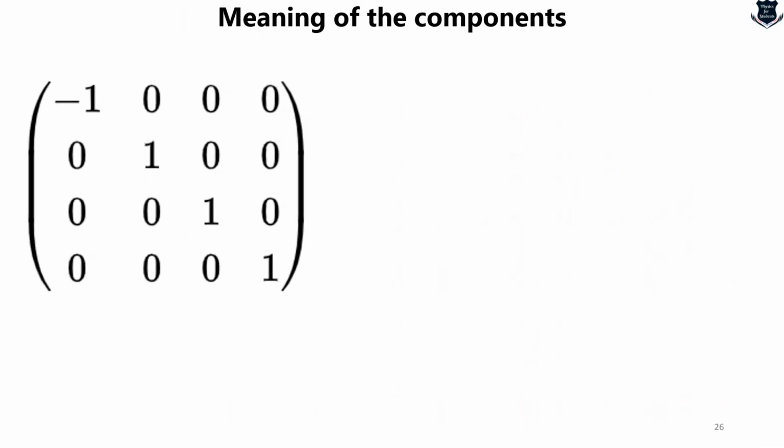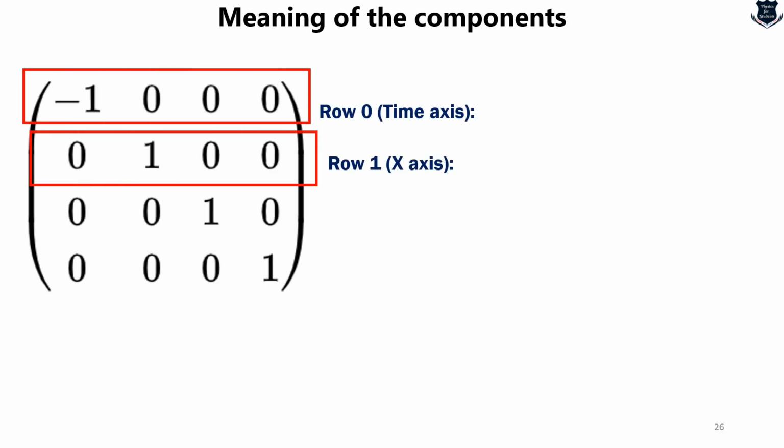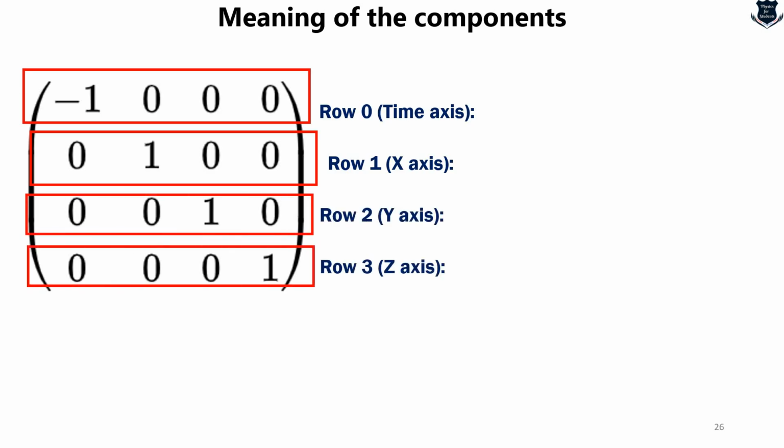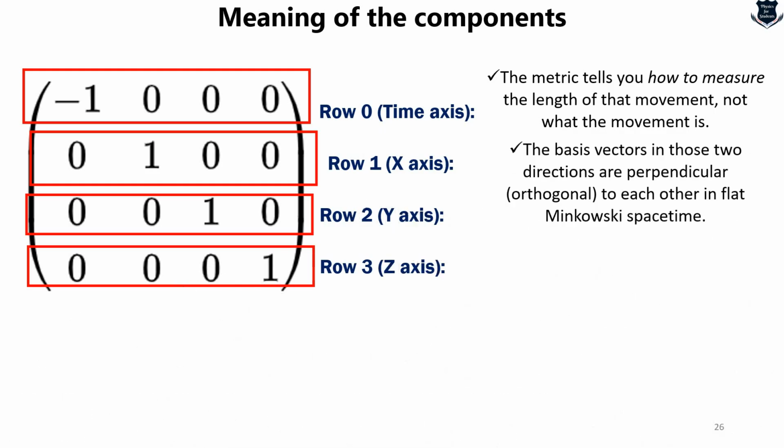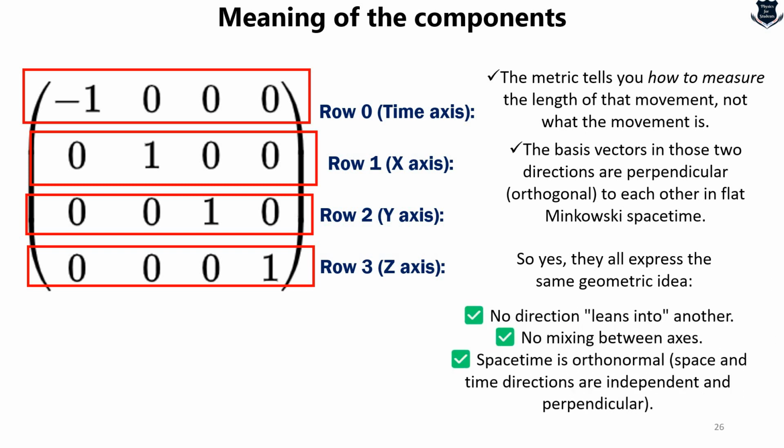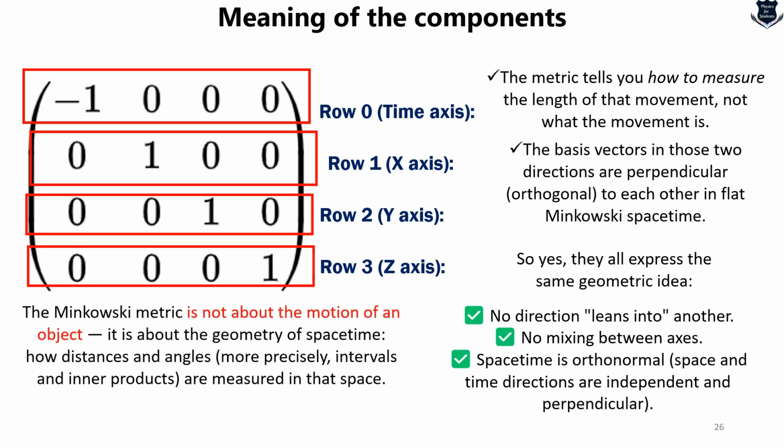If I take a fresh page now, you can see this one is the rho 0 time axis, which means rho 1 x axis, rho 2 y axis and rho 3 z axis. Here the metric is telling how to measure the length of that movement. Basis vectors, remember, in these two directions are perpendicular. So yes, they express the same geometric idea: no direction, no leaning, no mixing of coordinates. Overall, the Minkowski metric is not about the motion of an object. Remember that the Minkowski metric doesn't tell you what the motion is. It is the geometry of space-time, meaning how distances and angles are measured in that space.